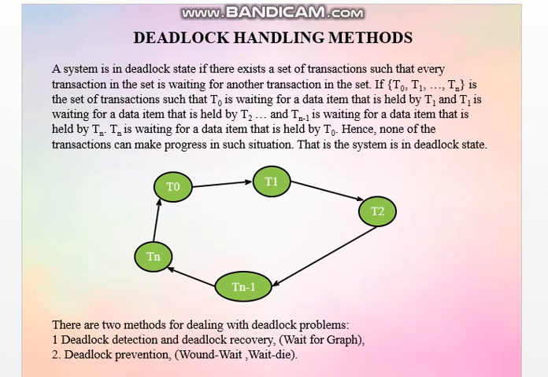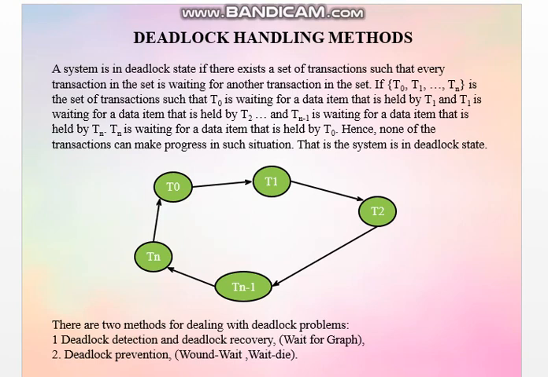For example, consider this particular figure here. T2 is waiting for T1, T1 is waiting for T2, T2 is waiting for Tn minus 1, and Tn is waiting for T0. This waiting will become infinite. When it will break, we don't know, and there is no progress in any of the transactions. So this situation is called deadlock. The transaction or the system is in the deadlock state.